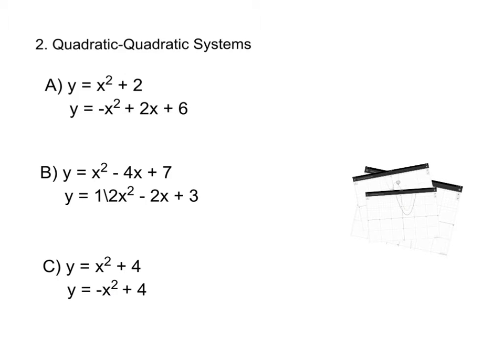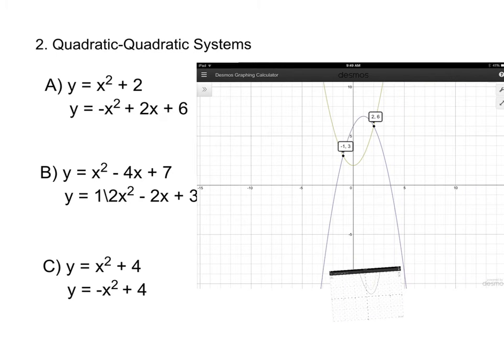These are quadratic systems. I want you to take a couple of minutes and graphically find the solutions to those as well. So for the first one, A, here's the graph that you get. And this one also has two solutions. Just like a linear quadratic system can have two solutions, a quadratic system could have two solutions as well. We have solutions of (-1, 3) and (2, 6).